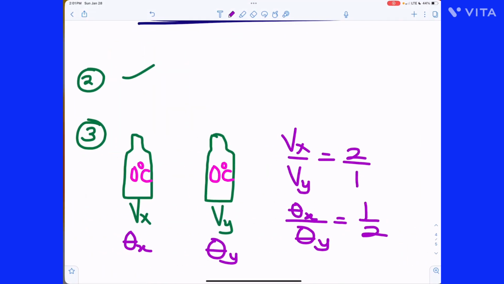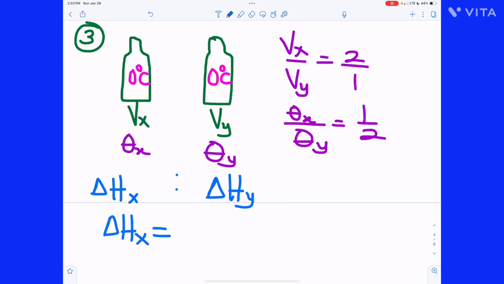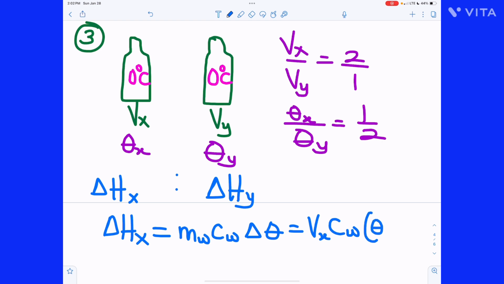What this means is very simple. Ratio of heat flow is change in heat in X over change in heat in Y. Change in heat in X will be mass of water times specific heat capacity of water times change in temperature. Mass of water, let's assume the mass is directly proportional to the volume. So it will be Vx, which is volume of liquid in flask X, times specific heat capacity of water, times change in temperature. Change in temperature will be theta x minus 0.